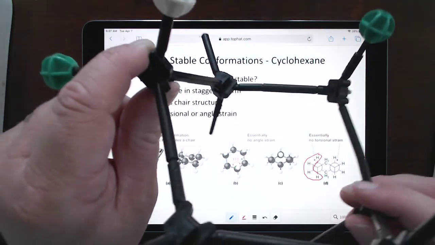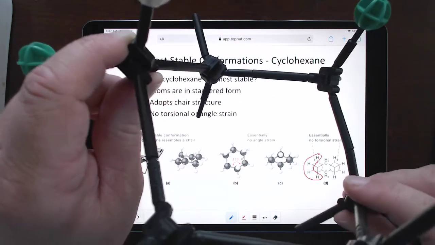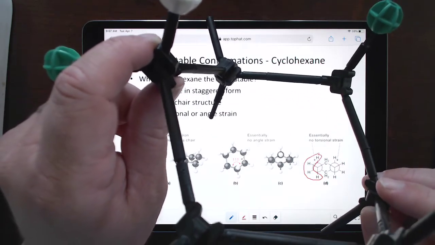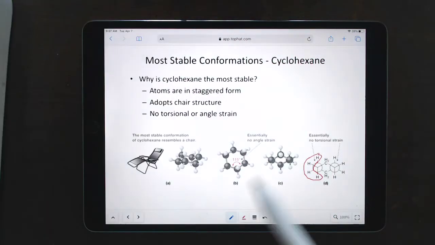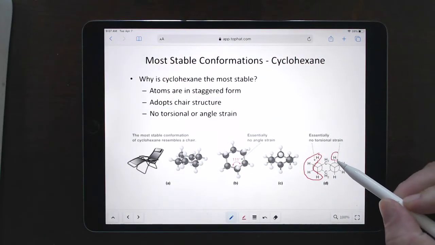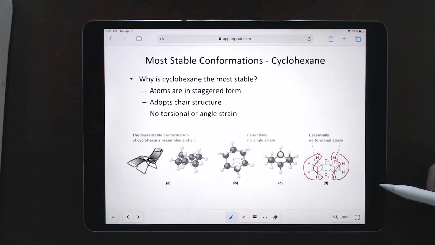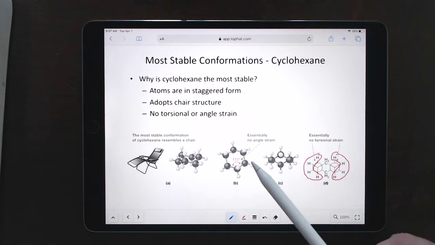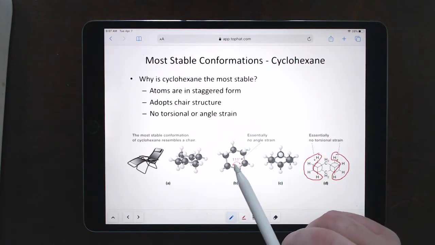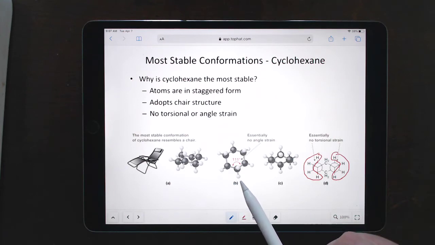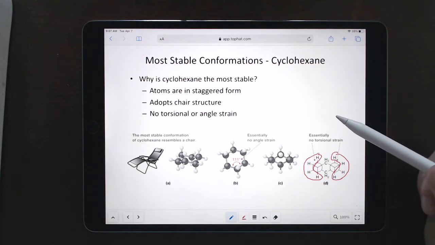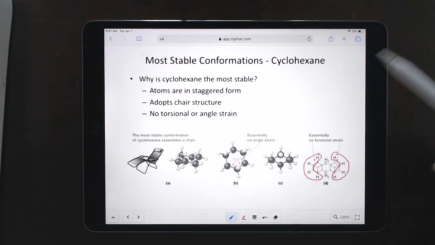And so if it puts one of the carbons up and the opposite one down, then you adopt this configuration, and notice how all of these hydrogens are perfectly staggered. This accounts for the fact that there's no ring strain and no angle strain because the bond angles are 111 degrees, which is pretty darn close to 109. So there's really very little strain in this configuration.